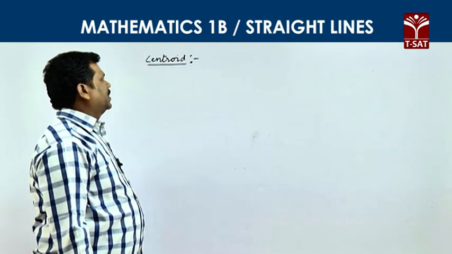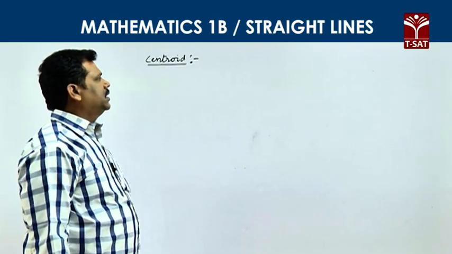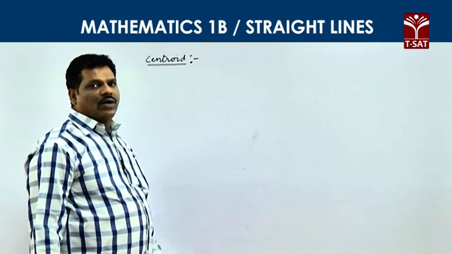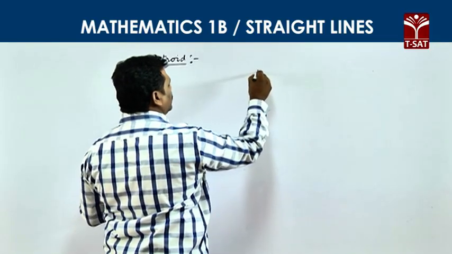The definition of centroid: the medians of a triangle are concurrent. The point of concurrency is called the centroid.